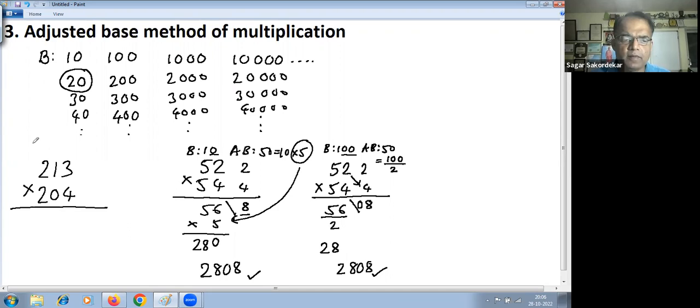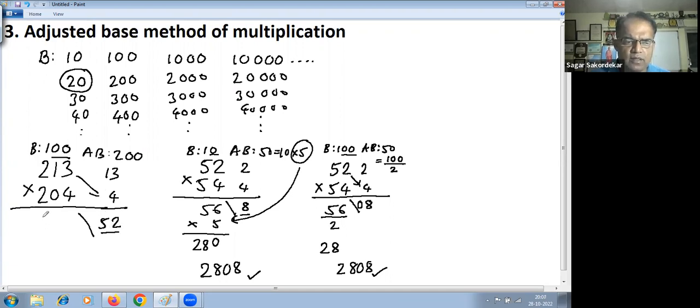Okay, check here. Base 100. Ati, there is some mistake. Base 100. Adjusted base is very clear, 200. Only when it is 200, these differences will be very simple. 213 minus 200 is 13. 204 minus 200 is 4. 13 into 4 is 52. Two zeros, two digits. So we are getting required digits.